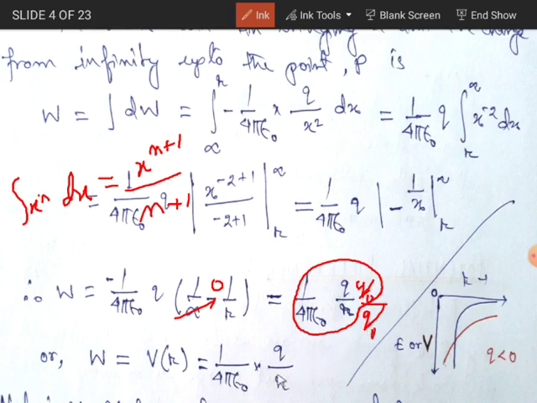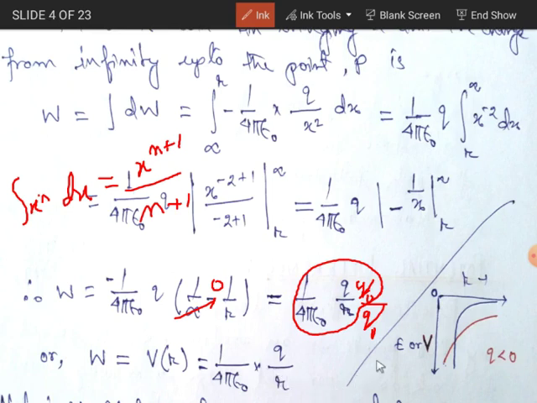And this r is in the denominator. So your electric potential is inversely proportional to the distance of the point of observation from that given charge. The farther the distance, the lesser the electric potential. Closer to the given charge, if r is small, then the whole quantity will be large.